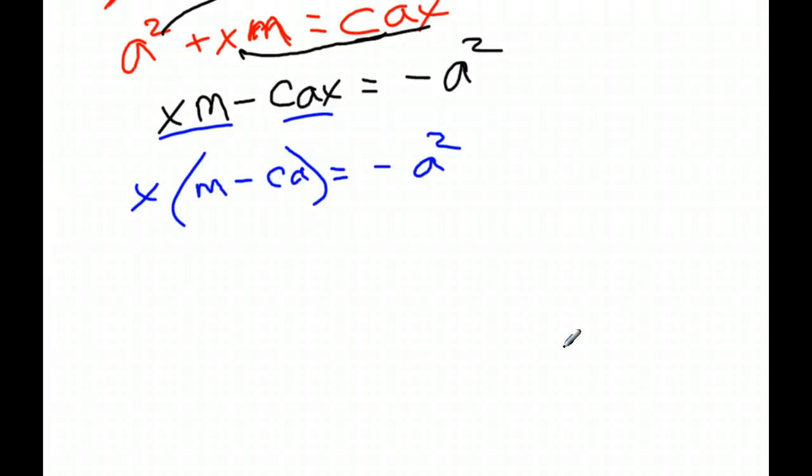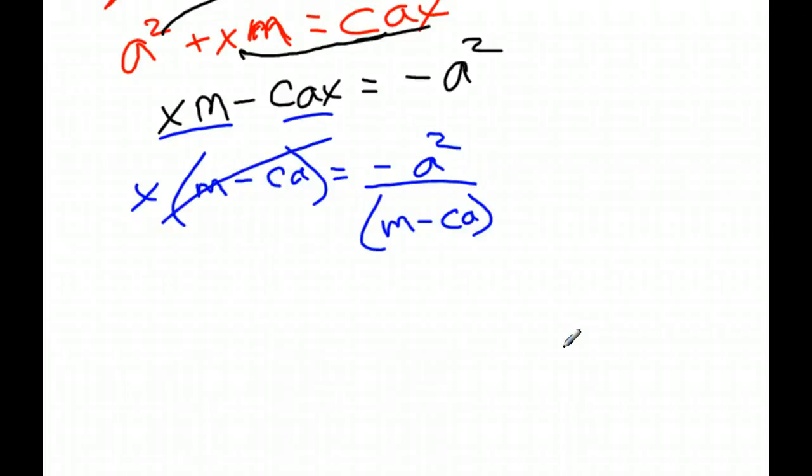Why did that do me any good? Because it simplifies M, because I can do what now? Move the M minus CA. You can divide it by what's in parentheses. Yeah. And now I have x equal to negative a squared over m minus ca. Can I do anything with that? You better not.